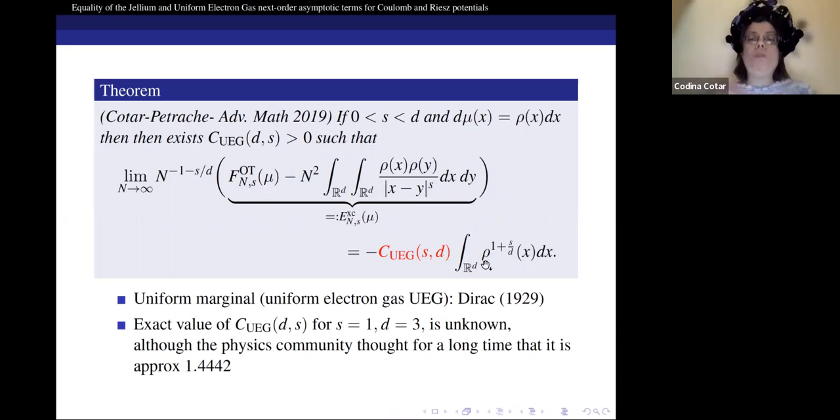The case where rho is a uniform measure has a special name in the physics literature. It's called the uniform electron gas, and it goes back all the way to Dirac. For this uniform electron gas, there have been a lot of papers over the years, in the relevant dimension 3 and for the Coulomb cost, where people were trying to say things about this exchange correlation energy. And they even conjectured for a long time what this constant should be. The conjecture was that it is 1.4442, but this hasn't been proved.